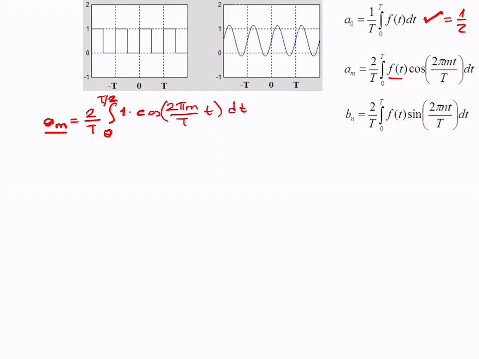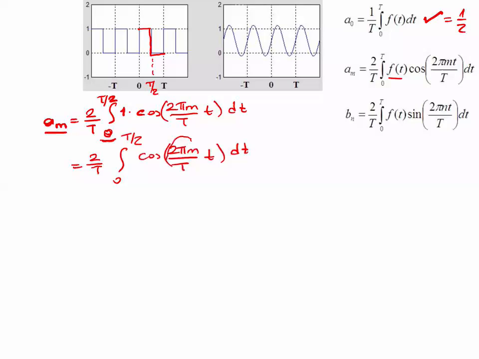For this signal, I'm only focusing on this part, and half of my period is 1 and the other half is 0. So that's why I change my boundaries accordingly. So if I do 2 over T from 0 to T over 2 of cosine 2 pi m t over T dt, what is the cosine's integral?